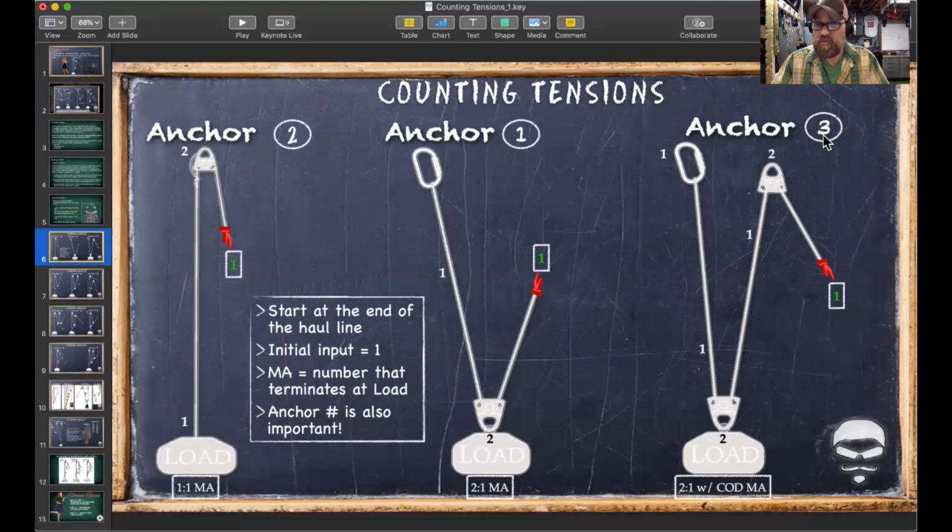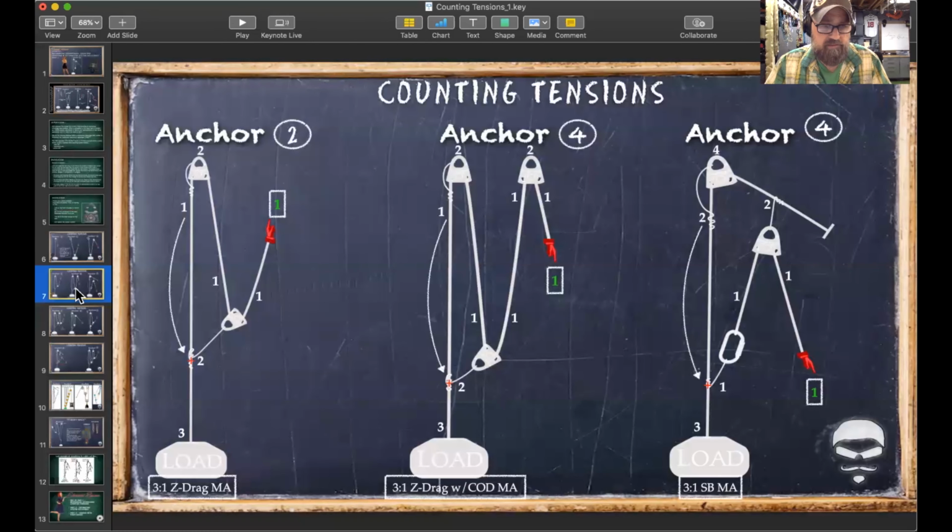So my anchor is seeing 3 tensions, and my load is 2, which is a 2-to-1 with a change of direction. So change of directions do not alter your mechanical advantage. It just adds in a change of direction. So my fixed pulleys do not add to my mechanical advantage, only my moving pulleys do. And we'll see, when you see how to count efficiencies, how that impacts your system dynamics and behavior a little bit more. So let's move on to other systems here.